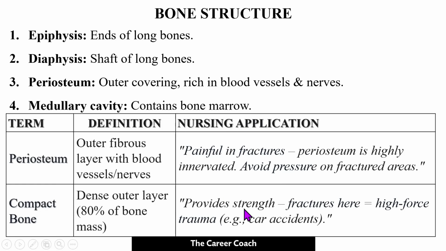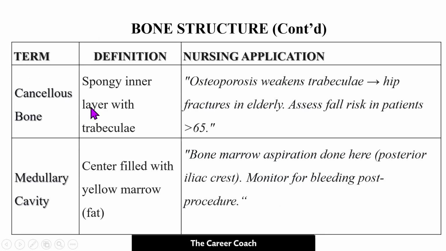It provides strength. Fracture at the compact bone will lead to high force trauma. Example is in car accidents. Next, for bone structures, we look at cancellous bone. Cancellous bone is a bone structure that is the spongy inner layer made of trabecula.